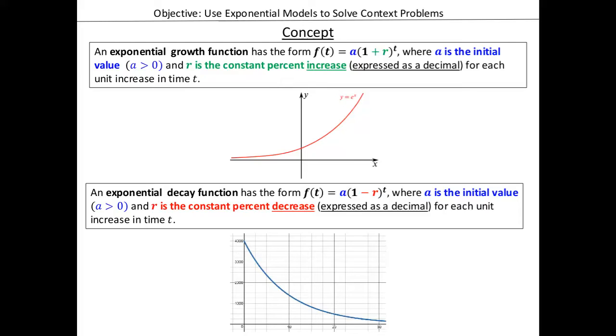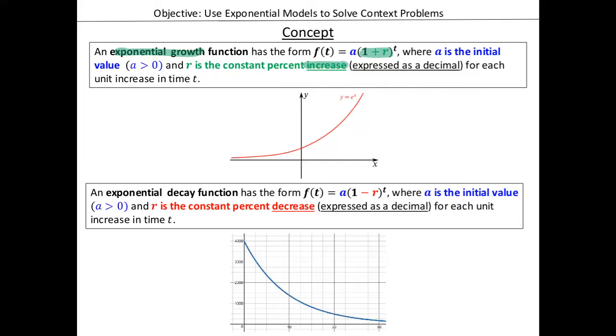Okay, so for today's concept, we're going to be looking at exponential growth and decay. An exponential growth function has the form f of t equals a times 1 plus r to the t power. So we are going to be seeing this 1 plus r in the equation. It's a plus because it's growth. We're increasing. And it says r is the constant percent increase expressed as a decimal for each unit increase in time.